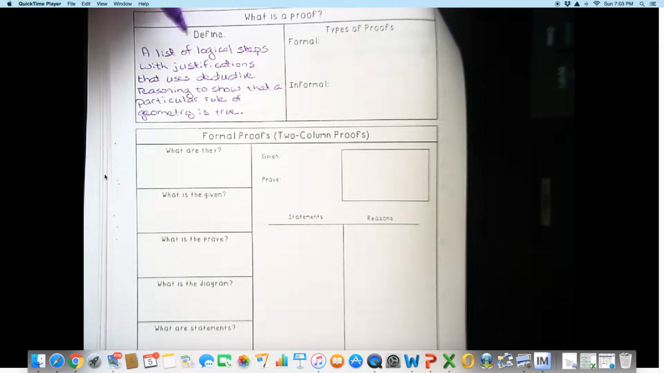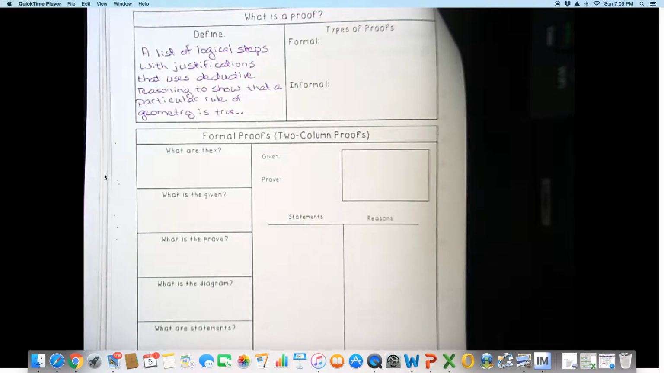So the definition of a proof is a list of logical steps with justifications that uses deductive reasoning to show that a particular rule of geometry is true. So deductive reasoning, we're going to go from the general to the very specific to try to prove something.